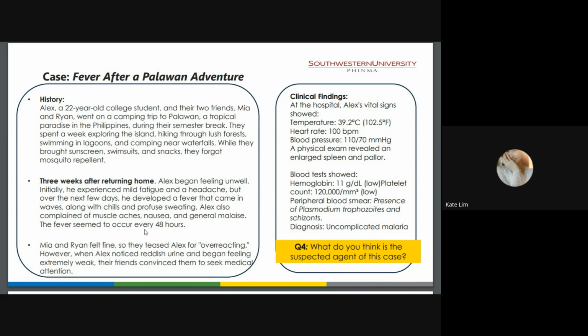Next, what do you think is the suspected agent of this case? It's very obvious. So, given Alex's symptoms and the cyclical fever, which is every 48 hours, the suspected agent is Plasmodium vivax. So, this species is very common in tropical regions like Palawan. So, we can rule out ovale because ovale is one of the rarest Plasmodium species found here in the Philippines. So if you're being asked to choose the best answer, it will always be vivax. It is very common in Palawan and it matches the clinical findings, including the presence of trophozoites and schizonts in the PBS.